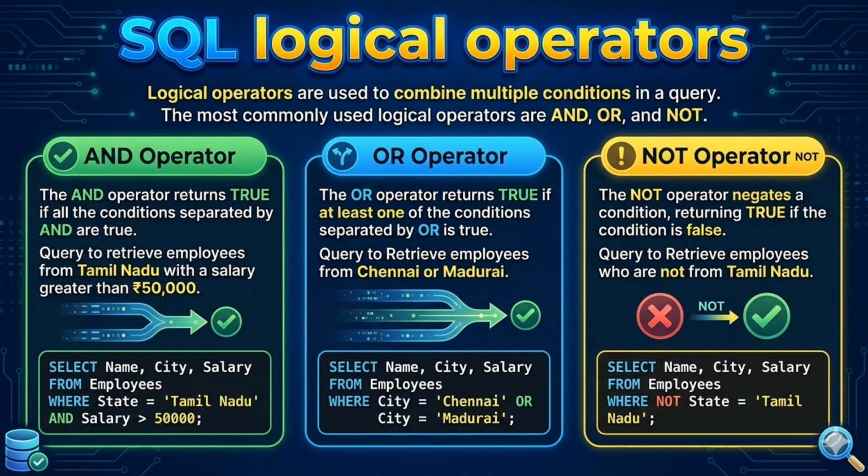Suppose you need to retrieve employees who are not from Tamil Nadu. By preceding the state condition with NOT, you negate it. Select name, city, salary from employees where not state equals Tamil Nadu.